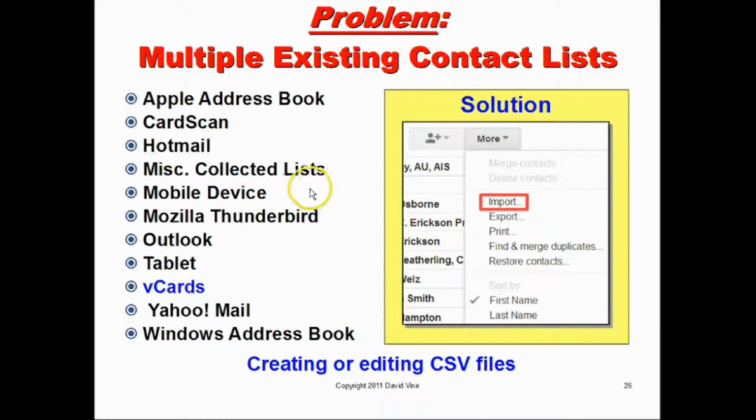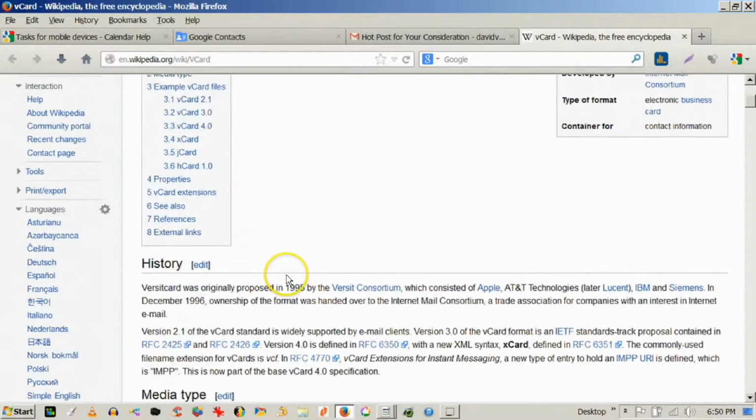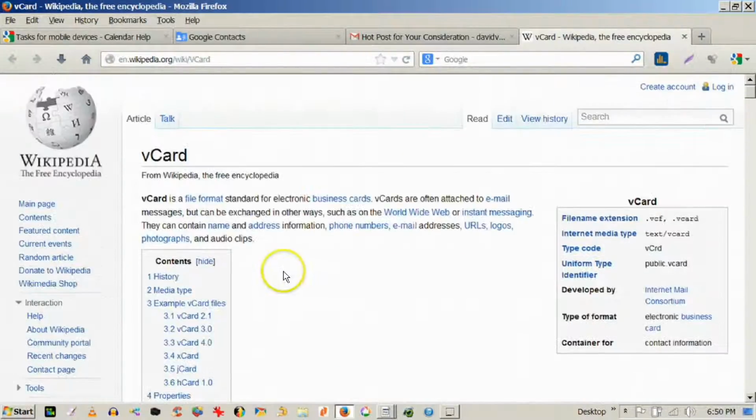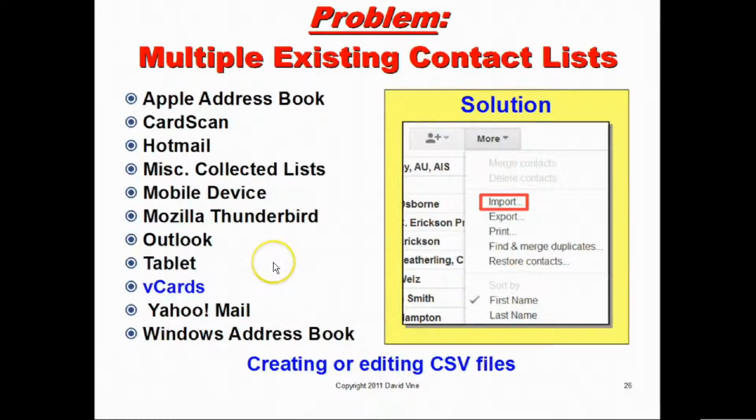Well, that involves V-cards, for instance. You sometimes see at the end of a person's signature in an email a V-card attachment. Well, I've linked to Wikipedia here because it gives you a really good in-depth explanation of it. But essentially, it's an electronic business card.